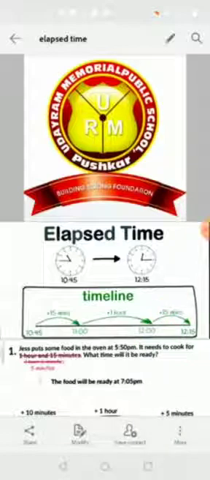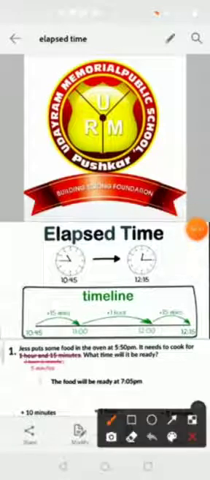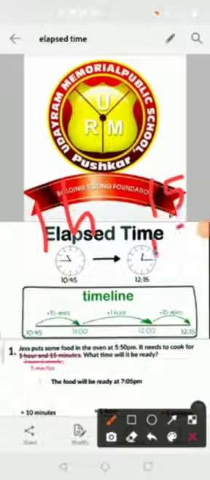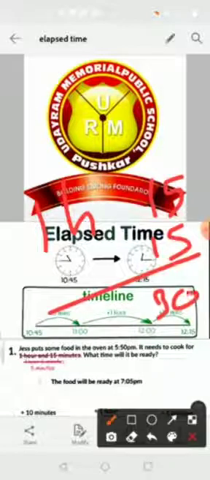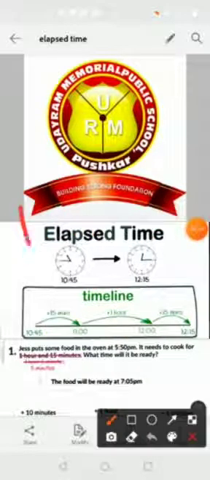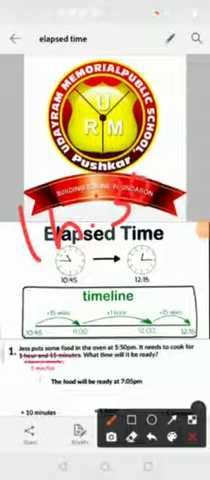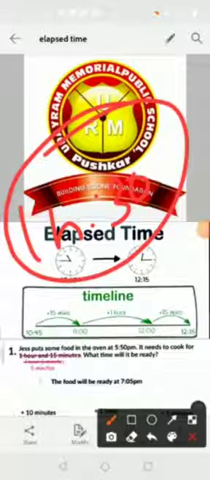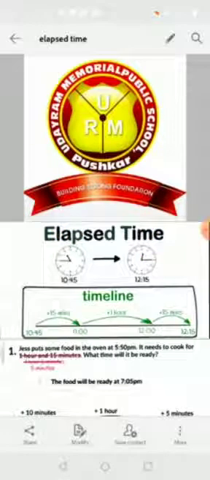Now we will calculate the whole time. We will calculate hours and minutes separately. We'll get 1 hour 30 minutes. It means the duration between 10:45 and 12:15 is 1 hour 30 minutes. This is how we calculate elapsed time. Let's learn more and take another example.